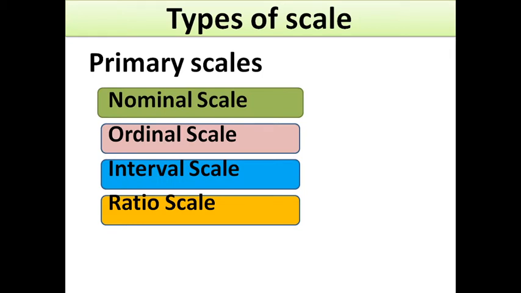Now here you see there are various types of scale. So in this particular tutorial, I'm going to talk about various types of primary scales. There are many other scaling techniques, which I will cover in another tutorial. So here I'll basically discuss the primary scales. Now the primary scales are nominal scale, ordinal scale, interval scale, and ratio scale.